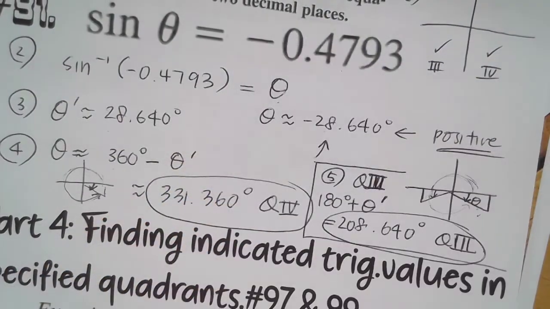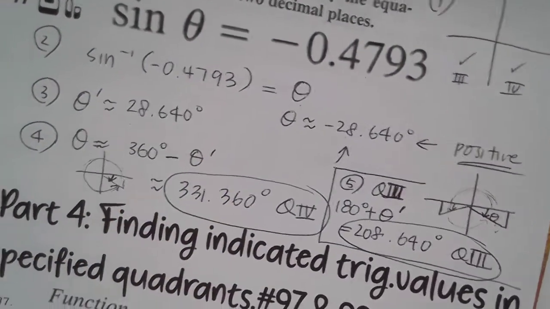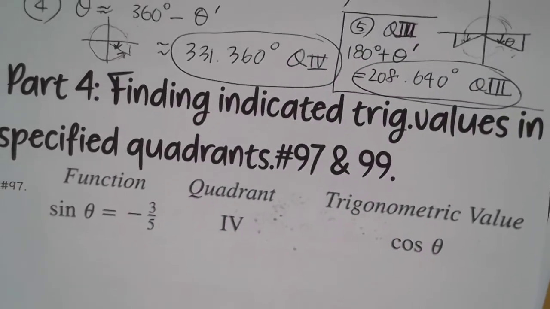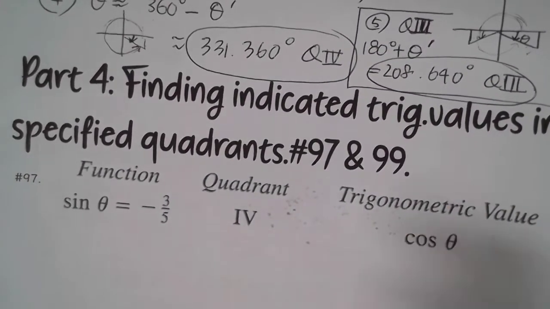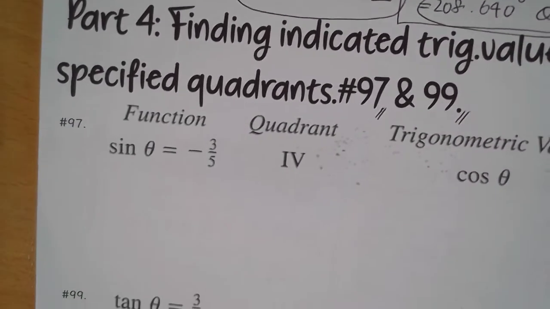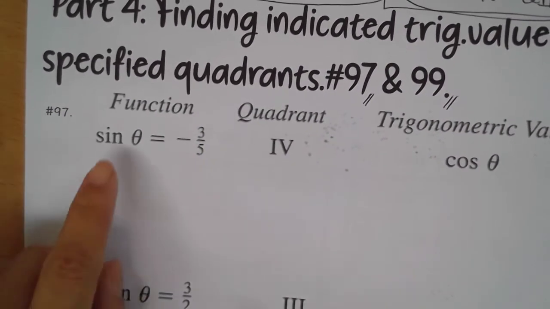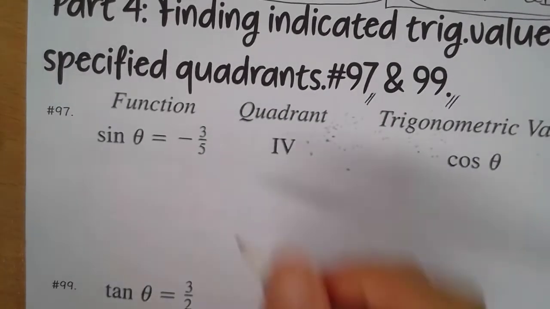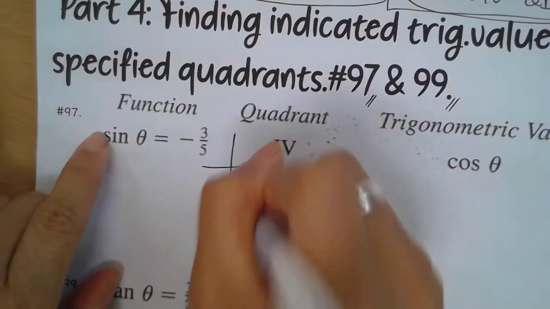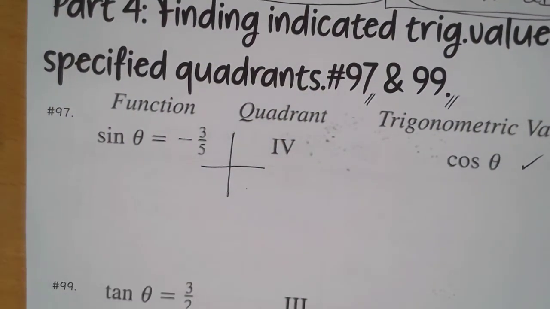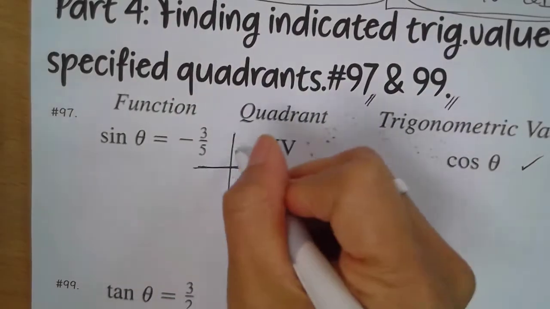You see how we're using our reference angles there? All right. Now, I'm going to twist the question a little bit and go here. It says part 4, finding trig values and specifying quadrants. This is number 97 and 99 of your textbook. Let's try number 97 first. It says sine of theta is negative 3/5. It's in quadrant 4, it's telling you. Wait, is sine negative in quadrant 4? It sure is. They want us to find the cosine value. They've already narrowed down the quadrant for us.